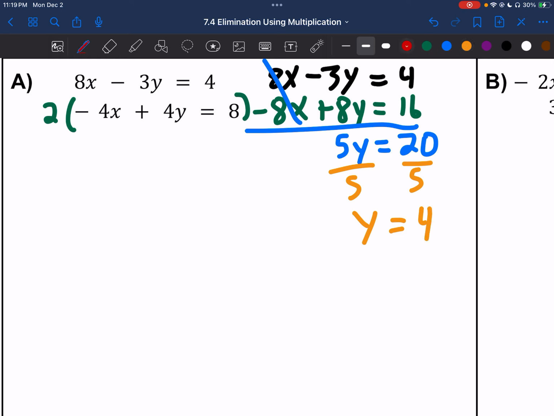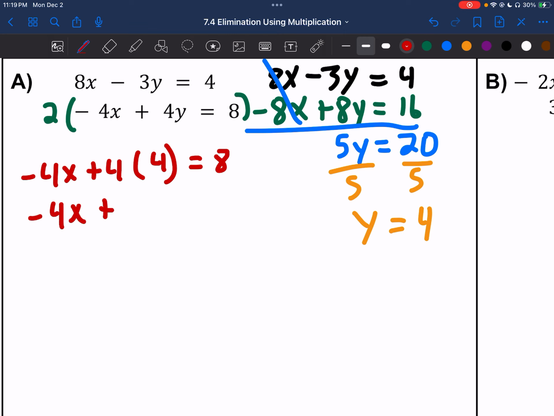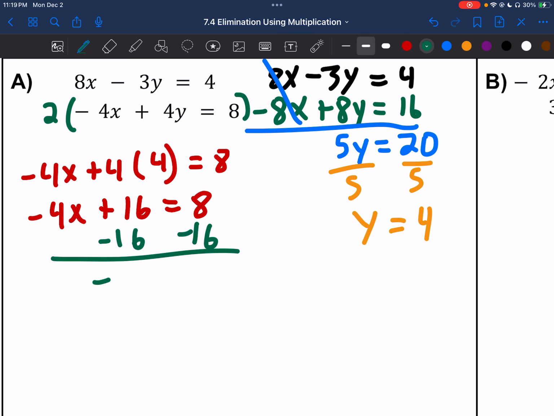Now, I'm going to use one of my equations. I'm going to choose the bottom one. So we have negative 4x plus 4 times, I substitute in 4, is equal to 8. Now, negative 4x, we're going to add 4 times 4 is 16 equals 8. Subtract 16 from both sides. We get negative 4x is equal to negative 8.